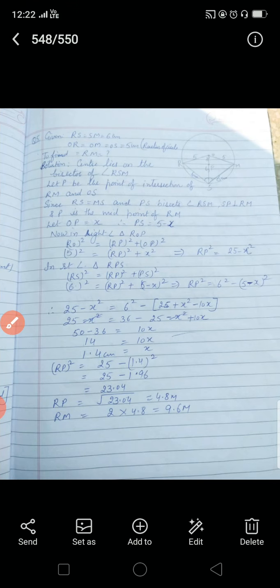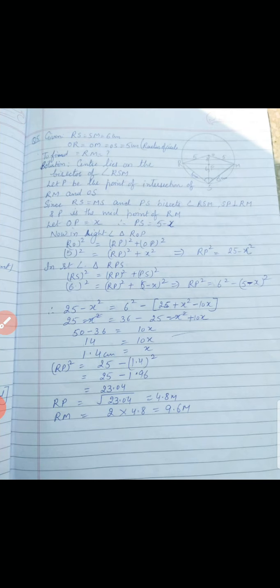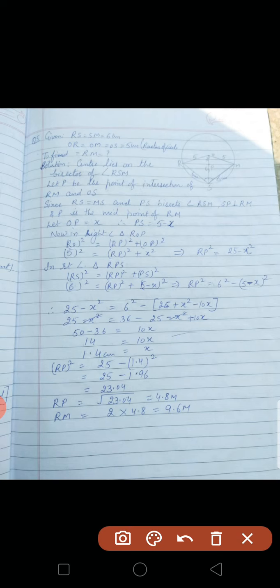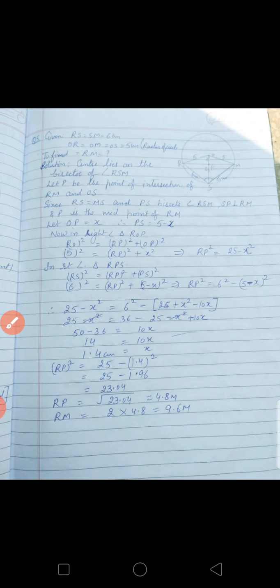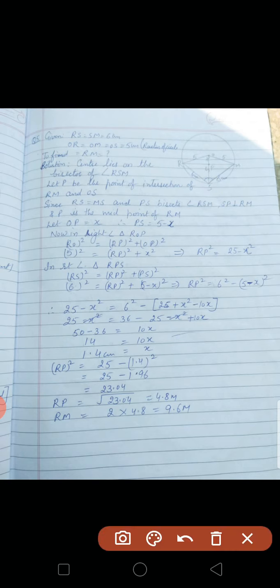This is question number 5. We are given that 3 students are sitting on a circular path at R, S and M, right? The length of the string between each of them is 6 centimeters, and we have to find the length between the first and the third student. The radius of the circular path is 5 centimeters. So let us start.